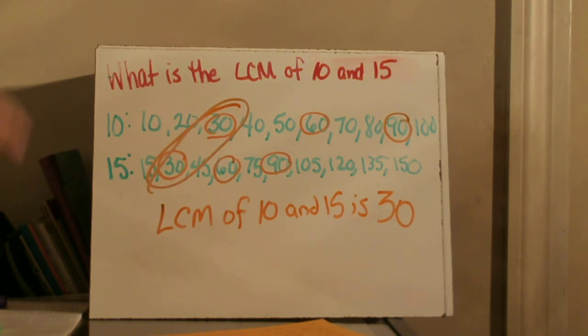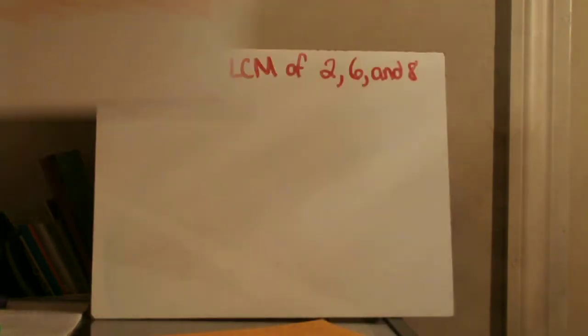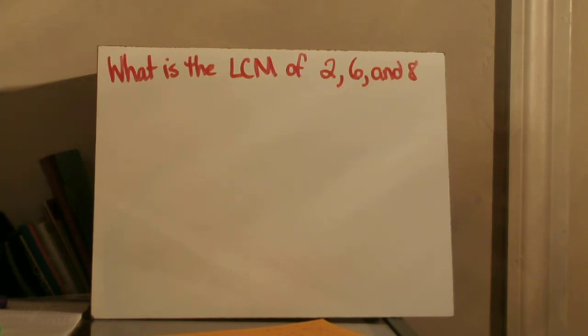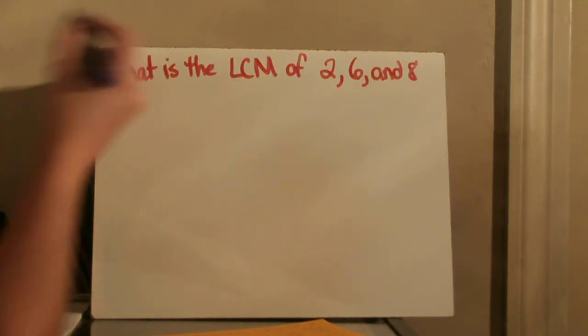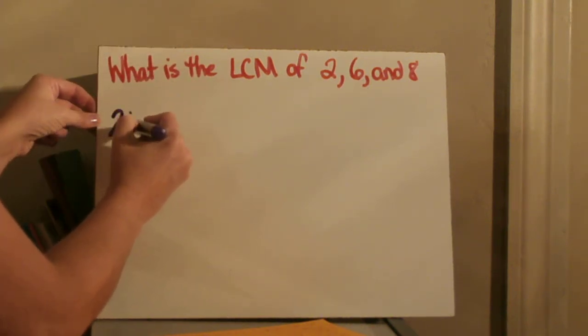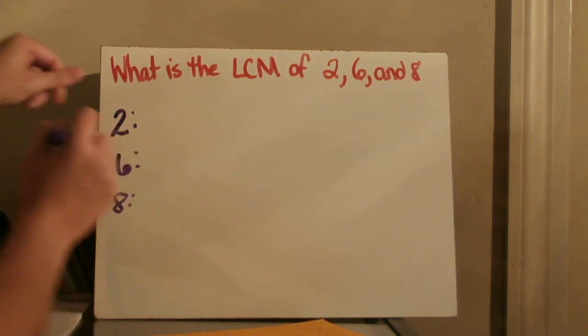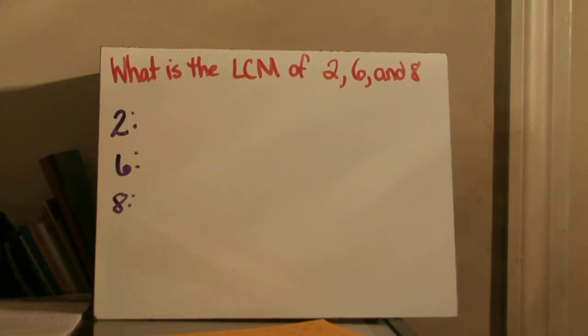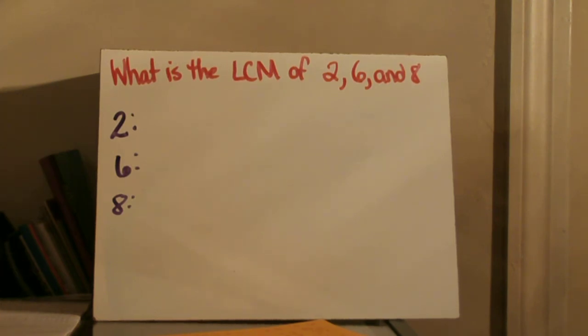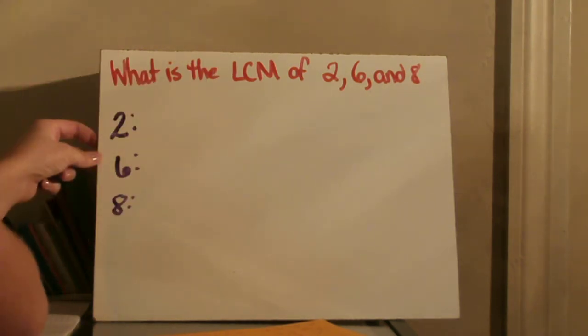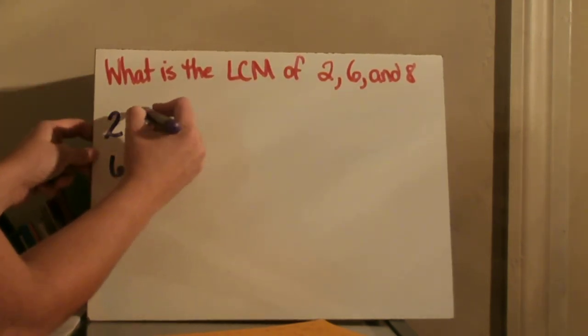Okay, let's do one more example. This one has 3 numbers. We're looking for the least common multiple of 2, 6, and 8. Again, I would suggest pausing the video and listing the first 10 multiples of 2, 6, and 8 and trying to determine your least common multiple. For one of these numbers, you're going to have to go beyond the first 10 multiples, but I'm just going to list the first 10 to begin with. Resume play after you've listed the first 10 multiples of each number.